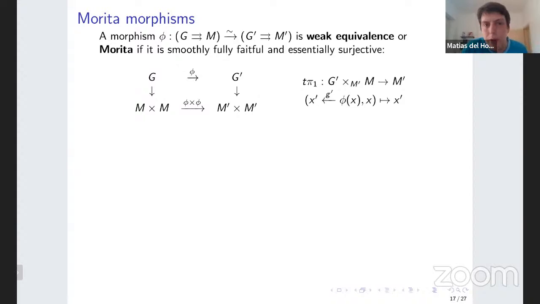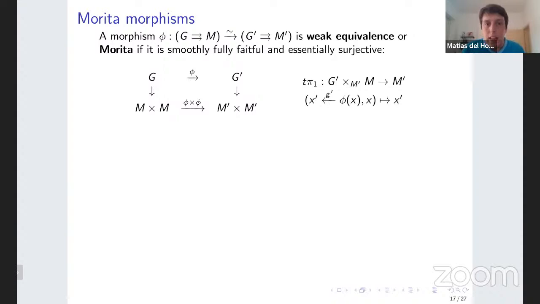In category theory, we first learn that a functor that is fully faithful and essentially surjective is an equivalence. You can define a pseudo inverse, a quasi inverse. But in this case, if we want to pick an inverse continuously or smoothly, then these things are not equivalent. So smoothly, fully faithful and essentially surjective is less than having a quasi inverse.